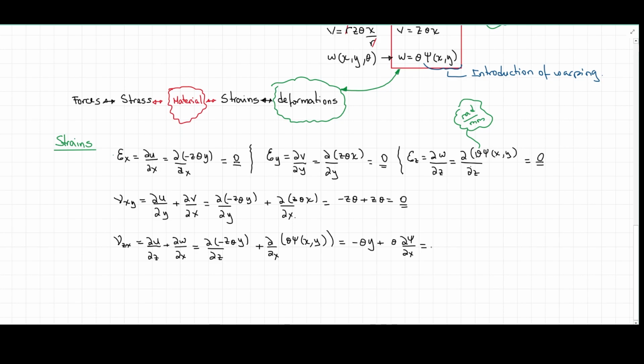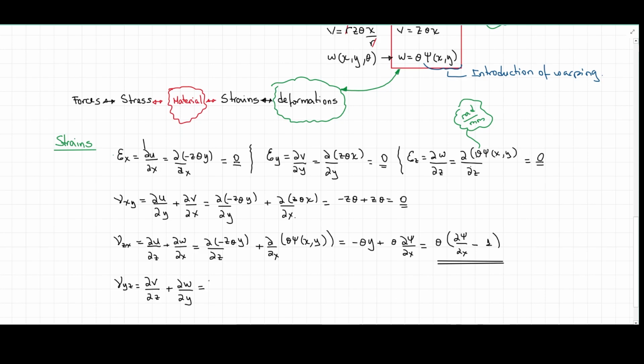And then if I simplify a little bit more, this is going to be equal to theta times the partial derivative of psi with respect to x minus 1. Then I'm going to do the same with the missing shear strain that I need to calculate. I have xy, zx, and then I need yz or zy. Gamma yz, then that's going to be what? The partial derivative of v with respect to z plus the partial derivative of w with respect to y.